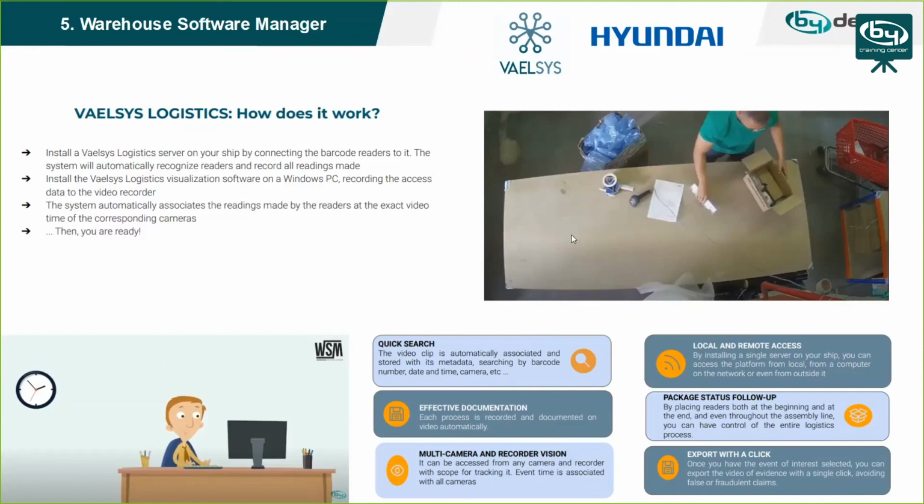There's also local and remote access. You can access all this information from a local computer or a computer on a network, or even outside this network. Then we have the package status follow-up. If you place readers in multiple areas through the assembly line, you can have control of the entire logistic process. And you can also, of course, export with only one click. You can export the video of the evidence, and by that avoid false or fraudulent claims.